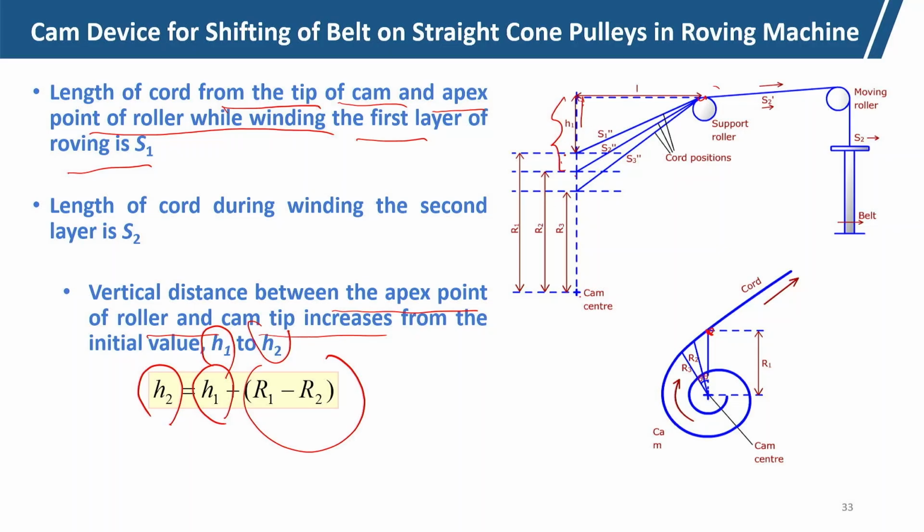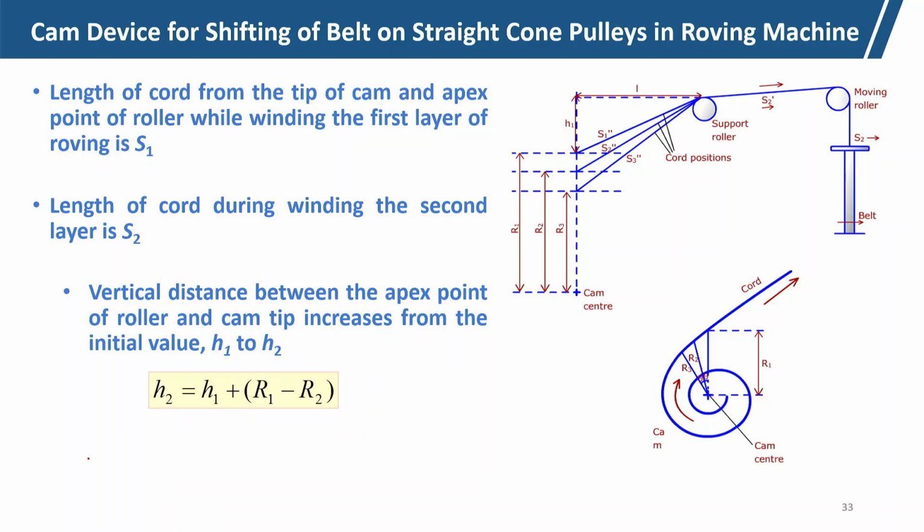So, H1 plus this distance. H1 is this one plus this distance. What is this distance? It is R1 minus R2. So, H1 plus R1 minus R2 is the H2, this is H2. Okay.